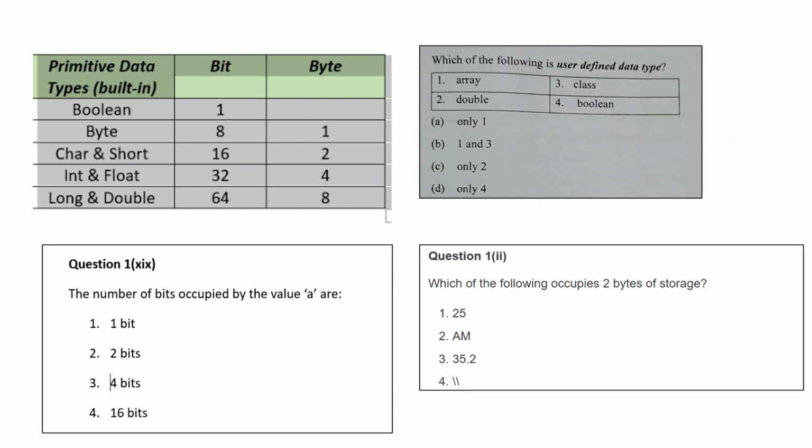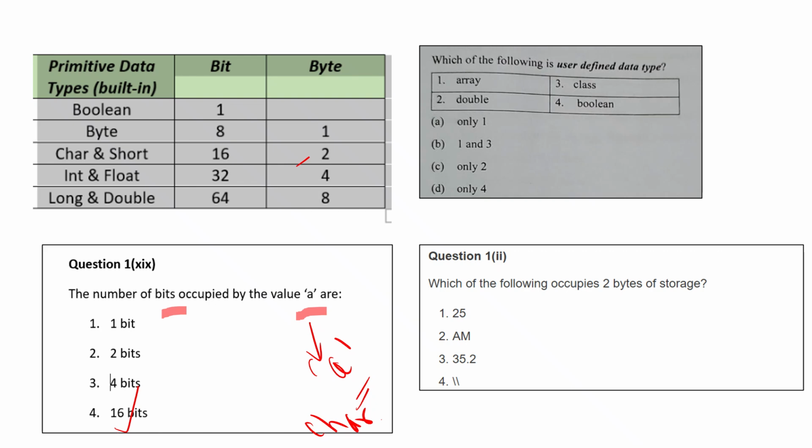Now there is another question: number of bits occupied by a character specified in single quotes. So this is a char, the character value, and it occupies 2 bytes. Here they have asked for the value in bits, so 2 bytes is 16 bits. Your answer should be 16 bits.